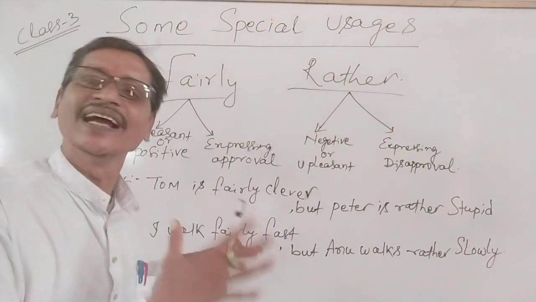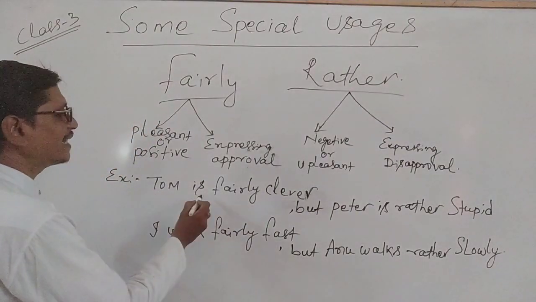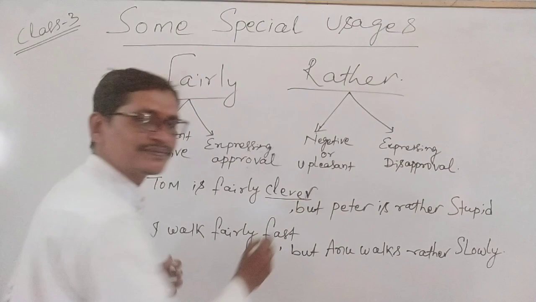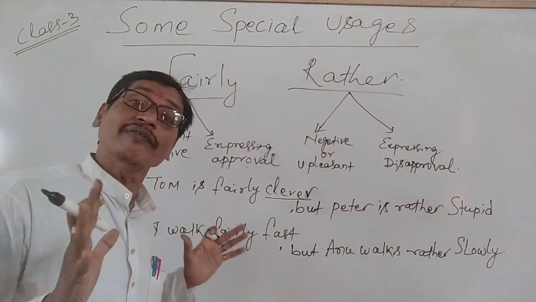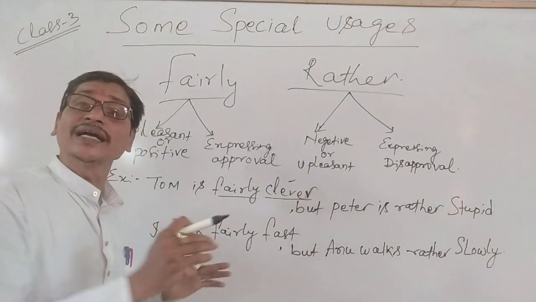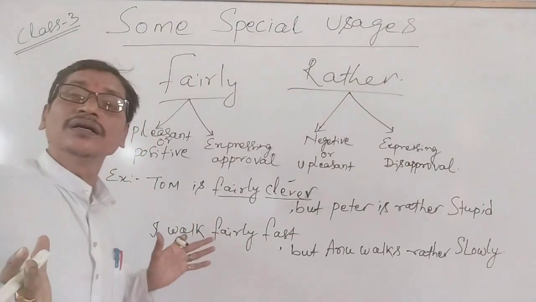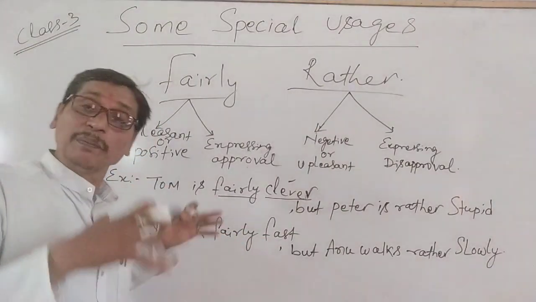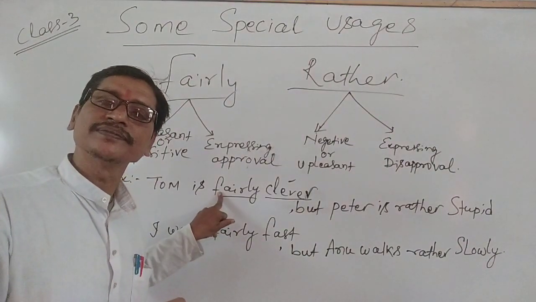Let's read and understand. What is written? Tom is fairly clever. So it is positive. Tom is fairly clever. Here we think that cleverness is a pleasant thing, or we say it is a positive thing. Therefore, we have used fairly.